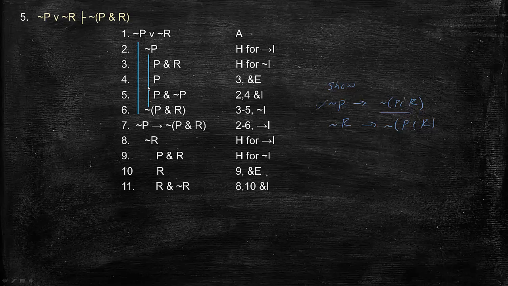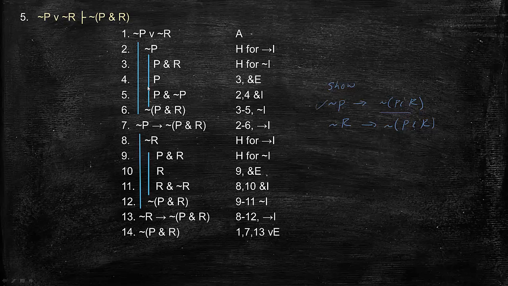All right, so you've got R and not R by 8 and 10 and introduction, which allows you once again to assert the negation of your hypothesis, dropping a line, and then asserting again your conditional. So exactly the same set of moves, except with the other conditional. And now you got them both. So by 1, 7, and 13, and your powerful rule of disjunction elimination, you've got this done.